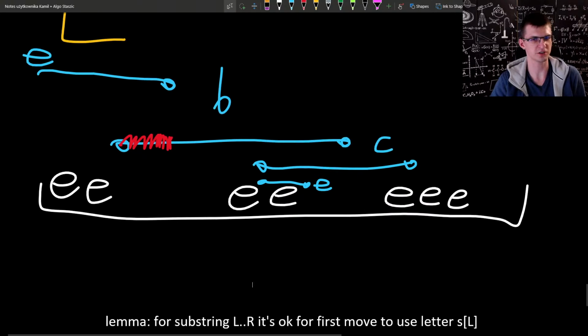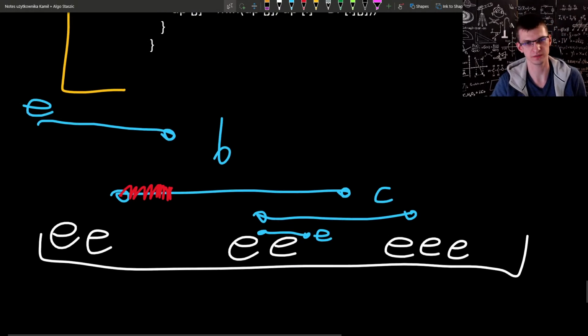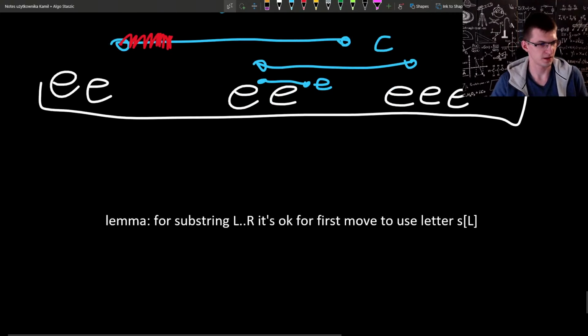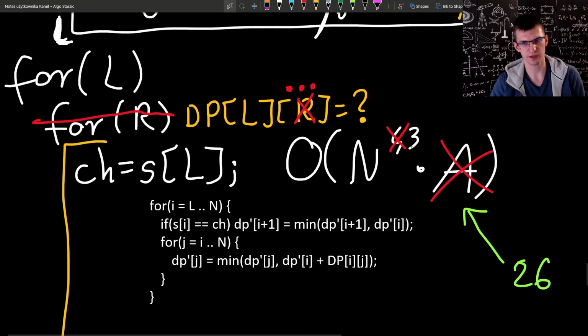This was a very short proof, but if you are to later just use character e, you can do it earlier as well. It doesn't hurt. That's the proof. We are done, and we have complexity n cubed.